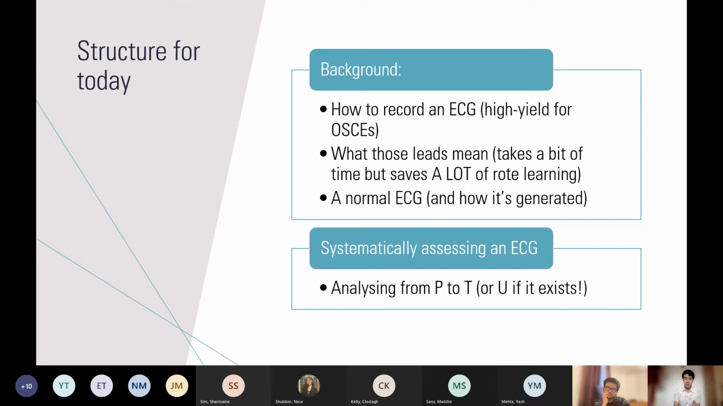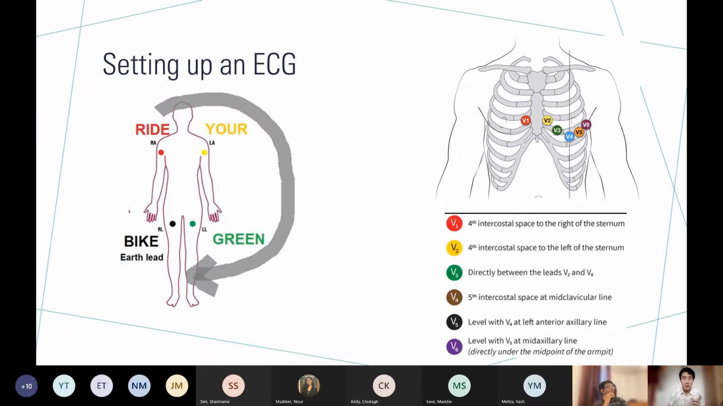There's 59 slides in this PowerPoint. I'm not intending on going through them all. I'm just hoping that it will be a useful resource for you to look back on for the minor points, the stuff that's a little bit more low yield but might be useful to know. Okay, so let's begin with setting up an ECG. Oh, sorry, the other point is I've got a lot of questions on Menti, so keep that open.